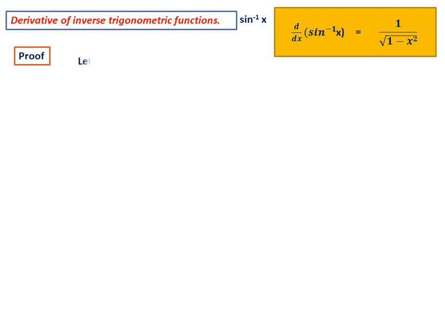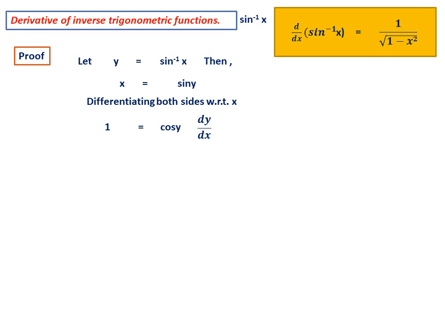Let us first prove. Let y equal to sine inverse x. Then by definition x will be equal to sine y. Now we have to differentiate. Differentiating both sides with respect to x. Left side you get 1 because d by dx of x is 1, equal to right side it is cos y but into dy by dx, because differentiation of sine y is cos y. Because we are differentiating with respect to x, we have to use chain rule. So it is cos y into dy by dx.